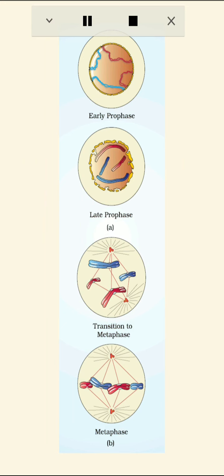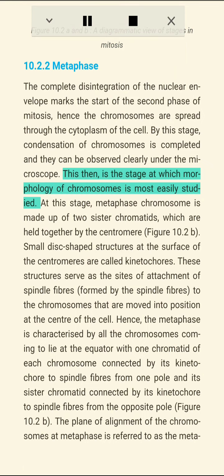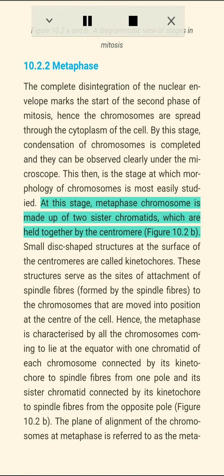10.2.2 Metaphase. The complete disintegration of the nuclear envelope marks the start of the second phase of mitosis, hence the chromosomes are spread through the cytoplasm of the cell. By this stage, condensation of chromosomes is completed and they can be observed clearly under the microscope. This is the stage at which morphology of chromosomes is most easily studied.